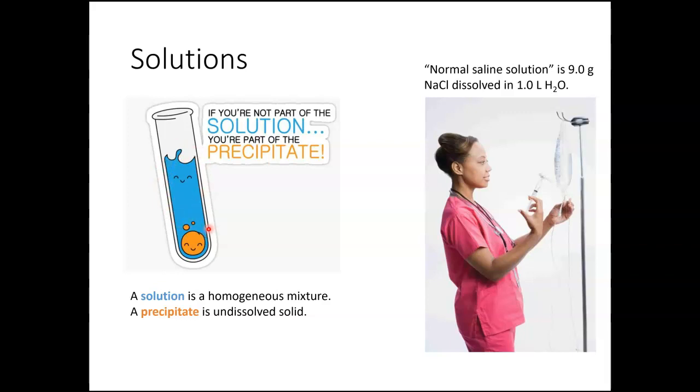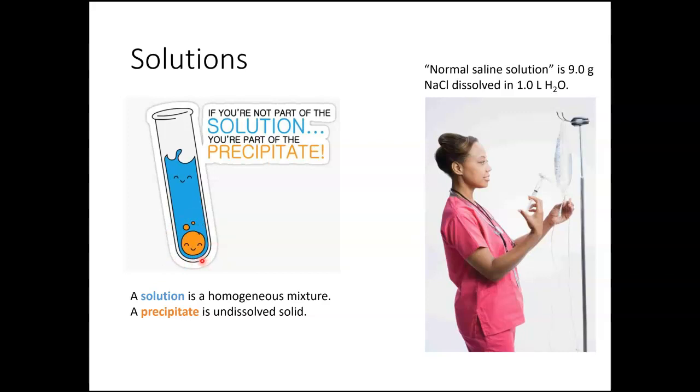And then sometimes we will see a little bit of solid at the bottom, and this is the precipitate. This undissolved solid can come from there being too much solid in the test tube, or it can come from a chemical reaction happening.